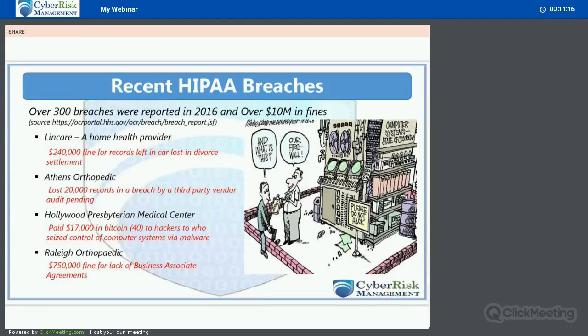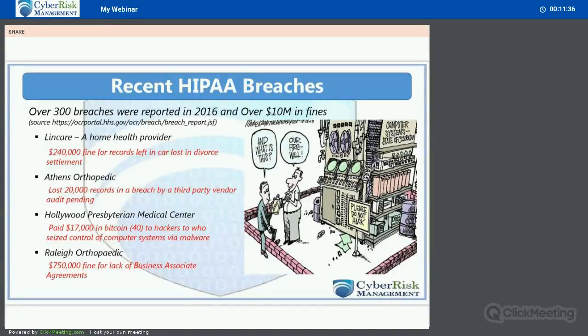Hollywood Presbyterian Medical Center. Now this one just happened right before Christmas, but Hollywood Presbyterian paid $17,000 in Bitcoin. If you don't know what Bitcoin is, it's the currency of choice among cyber criminals because it's very hard to trace and very liquid.